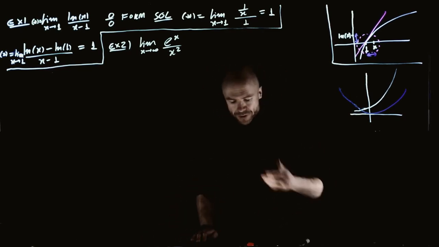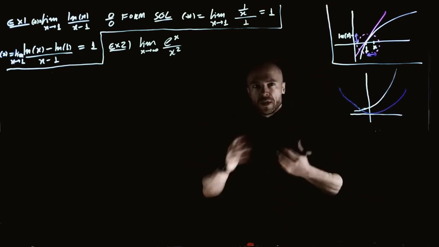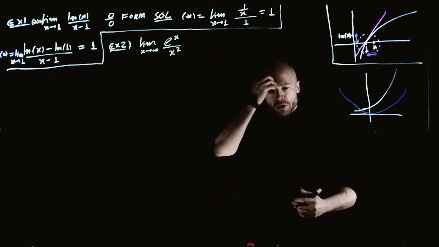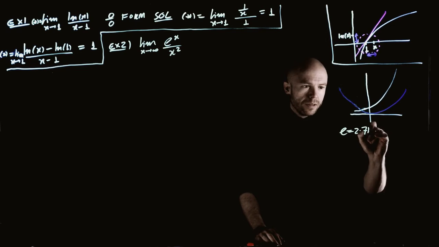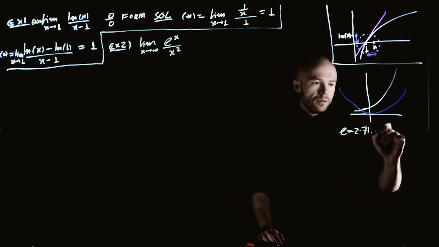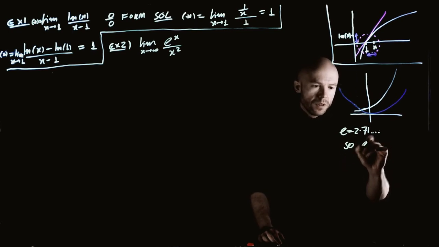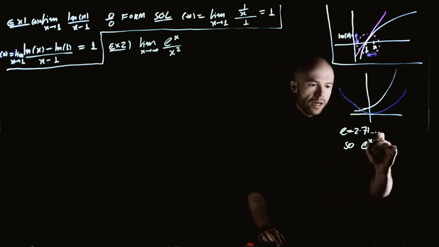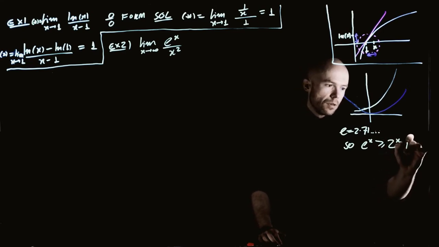So if you get nothing else from this particular video, I want to re-emphasize that e to the x grows very, very fast. And just as a little toy to play with, what is e? E is like 2.71 something something something, right? So if we consider x bigger than or equal to 1, then e to the x is going to be bigger than 2 to the x, for x bigger than or equal to 1.